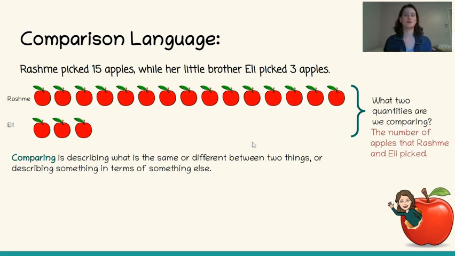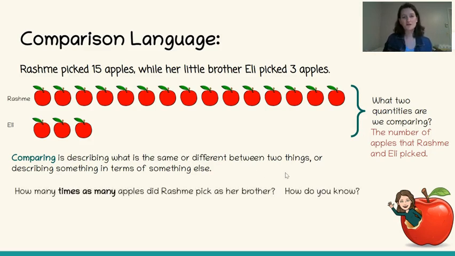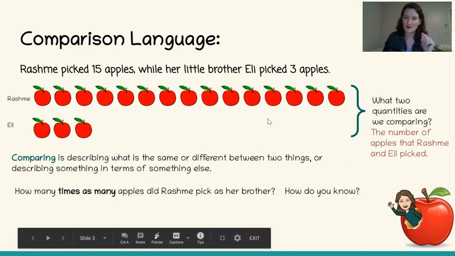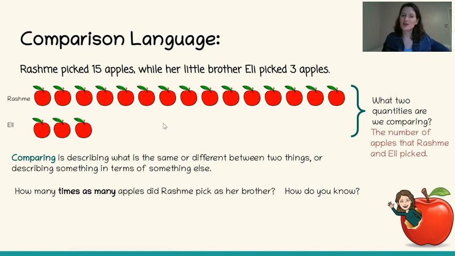So what language do we use when we're talking about multiplication when we're comparing things? Well, often we use "times as many" to compare when we're multiplying. So we would say, how many times as many apples did Rashmi pick as her brother? We're not just asking how many more apples, because we could just count those and add on or subtract. We're not doing addition or subtraction. We're doing multiplication. So how many times as many apples?